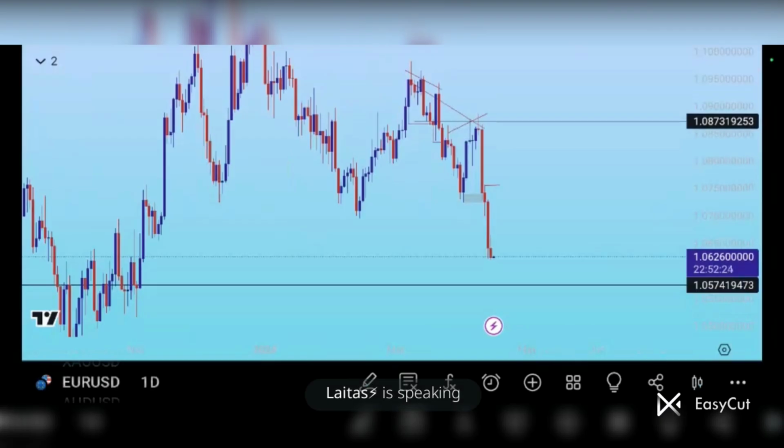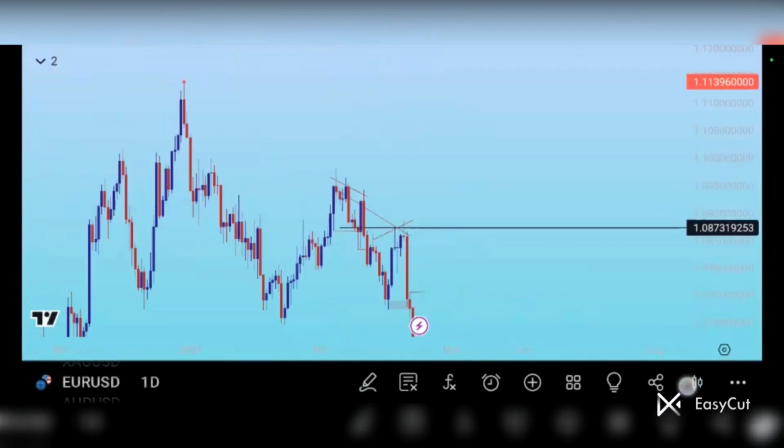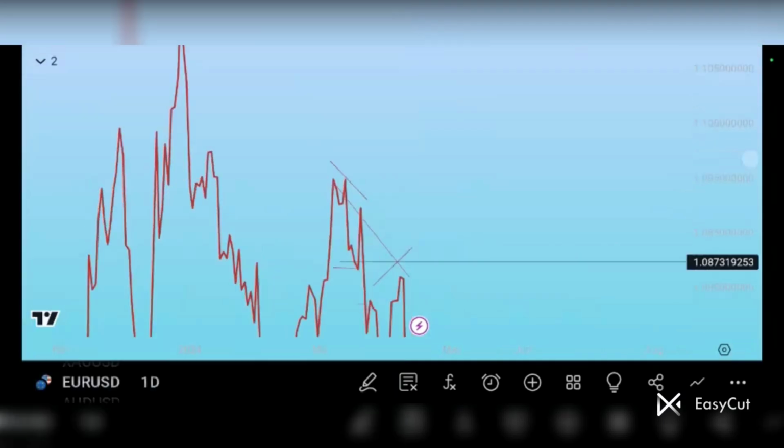When monthly is in control, it will just form a pullback. Okay, just a slight pullback and then you continue selling.